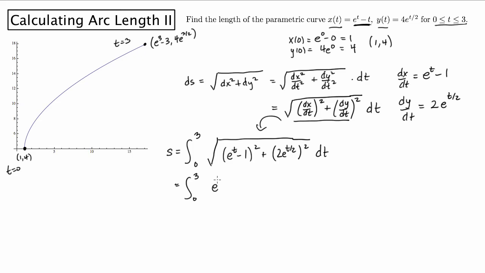All right, if we do a little more work here on the inside, factoring all this out, we'll get e^(2t) minus 2e^t plus 1. That's from the first term. And then the second term gives 4e^t. Now, all this is still under the square root.